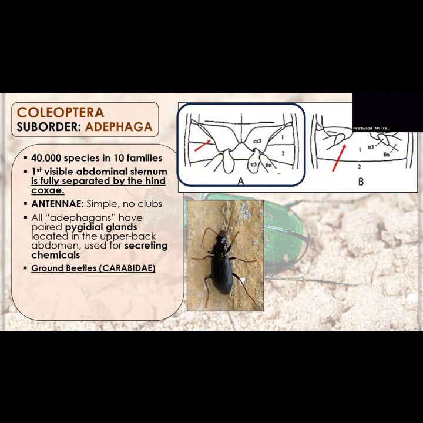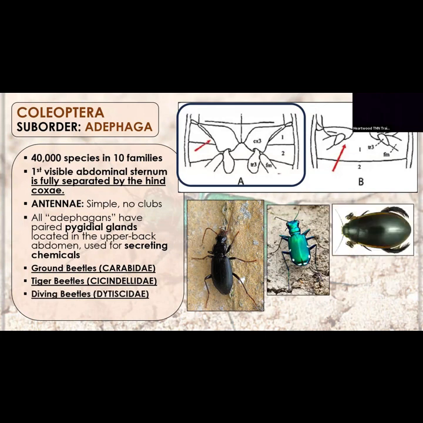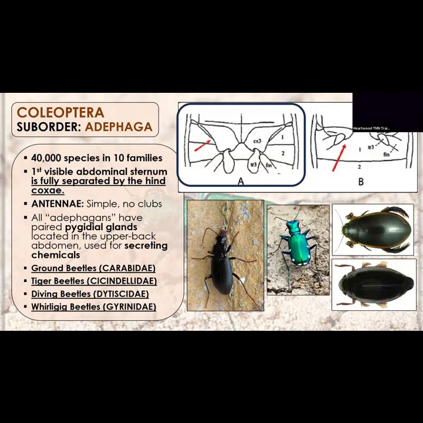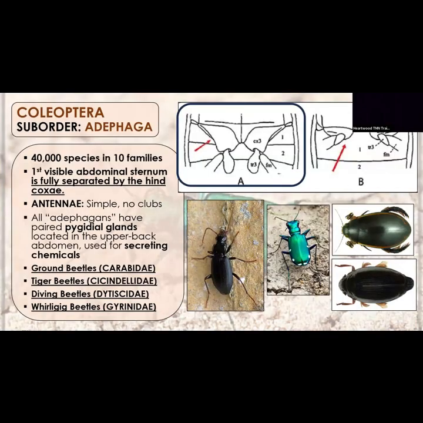So your most famous Adephaga would be ground beetles, Carabidae, tiger beetles, Cicindelidae, and then Dytiscidae, your diving beetles, and your whirligig beetles. Those little beetles that are on top of the water that go around in circles, those are whirligigs. I love them. So those are the main Adephaga. Everyone else is Polyphaga. We're not going to say that word again because that just means that all the other beetles don't have that separation. But that's one of the first things you can do, is flip over. Is there separation? No. Polyphaga.